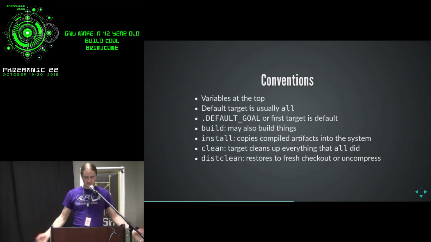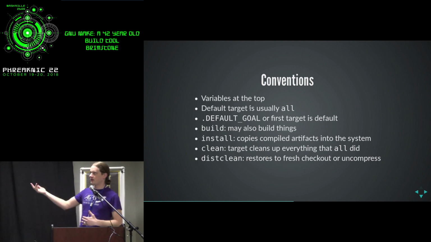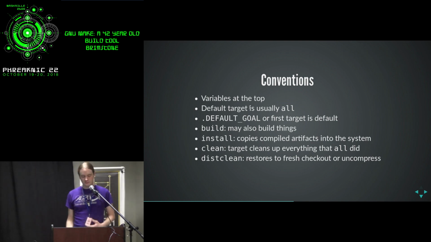So some conventions. All the variables are at the top. The first target is usually just one named all. The default target when you just type make is to run the first target, unless you've overridden it with the default goal variable. So people usually just say all is to do this, that, and the other. There's other targets called like build, which may also build things. Sometimes people will just say all : build, and all is the build target.